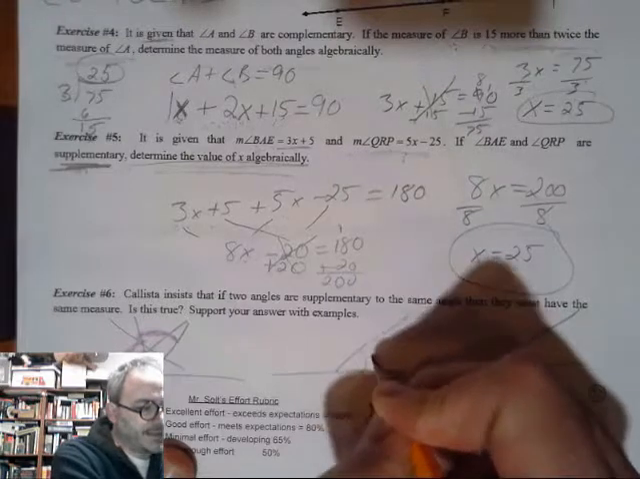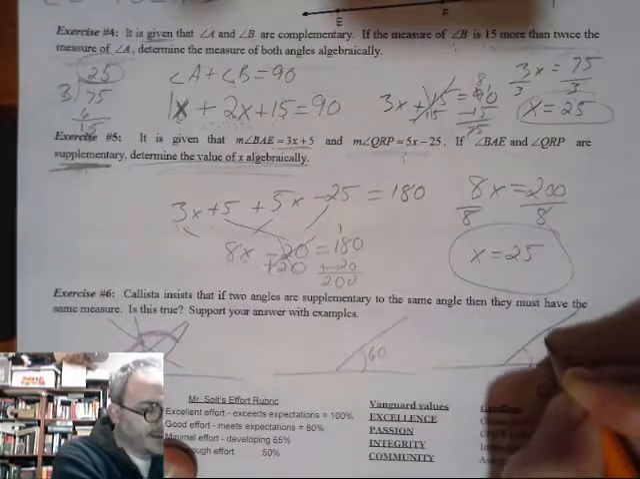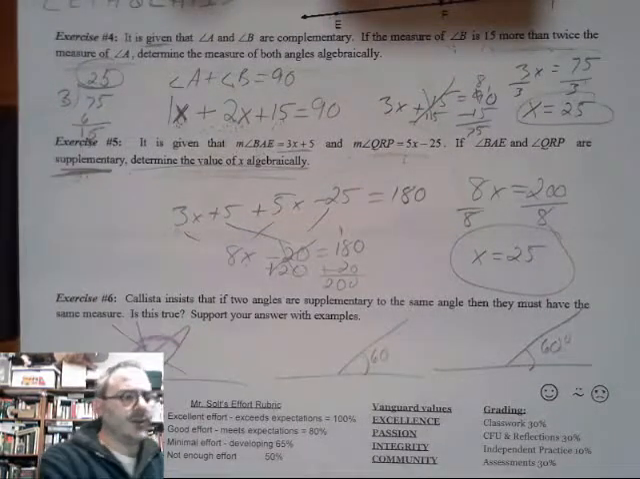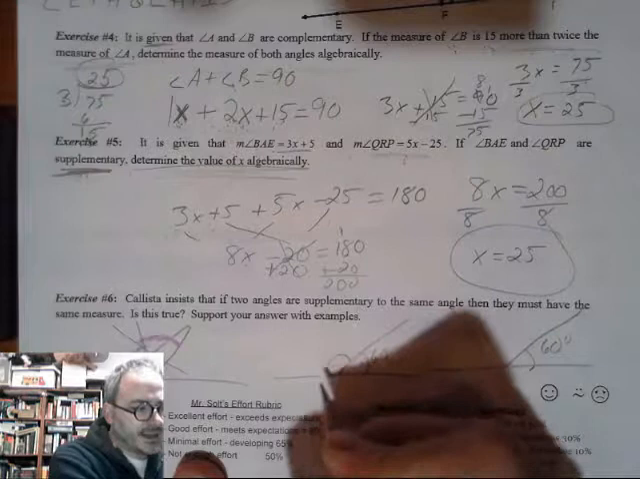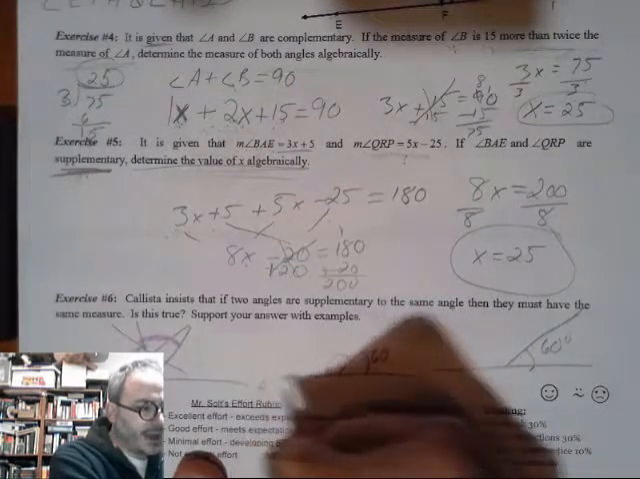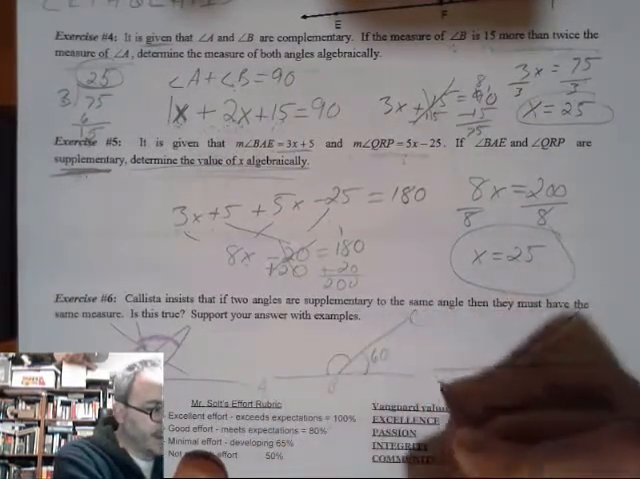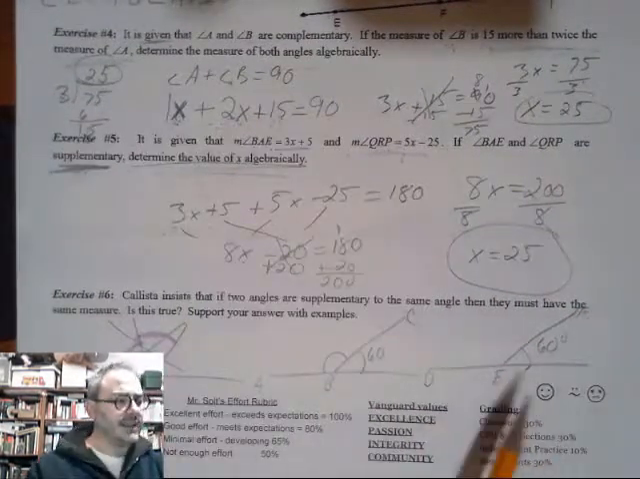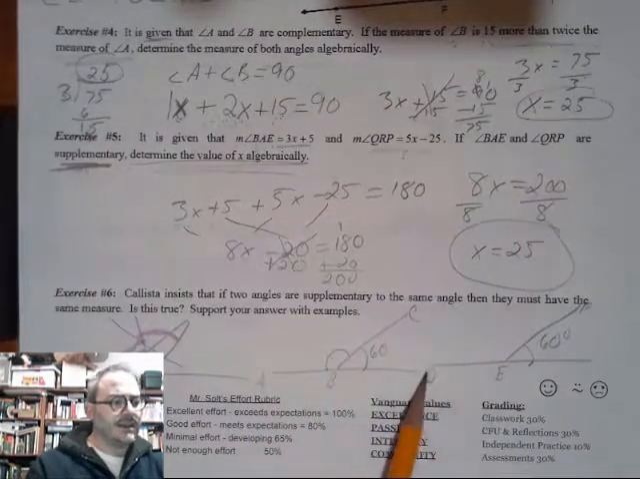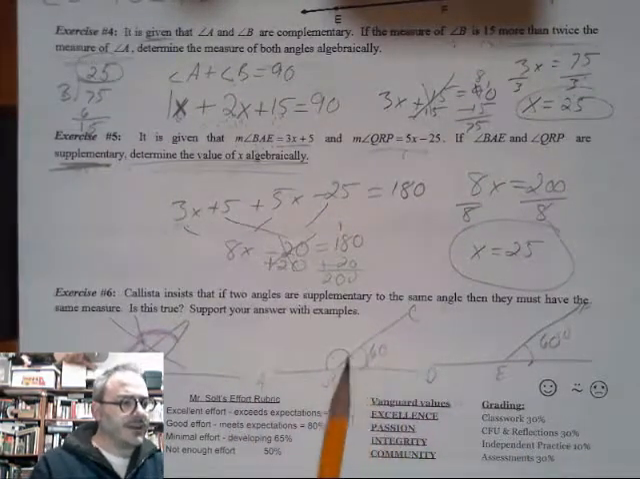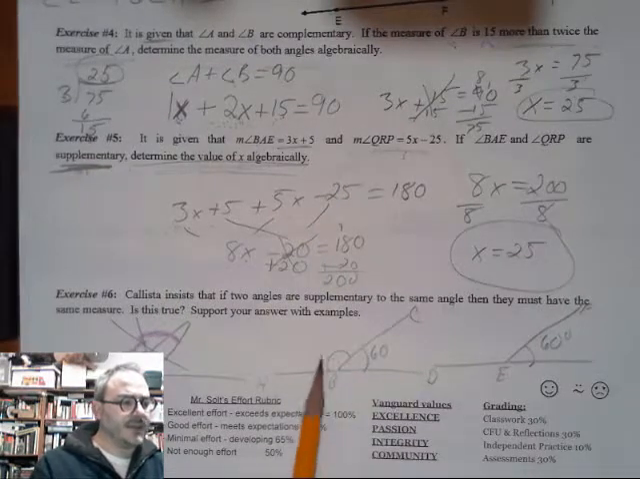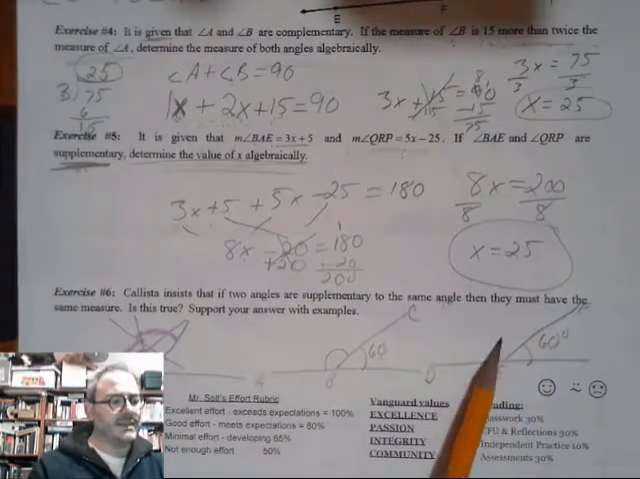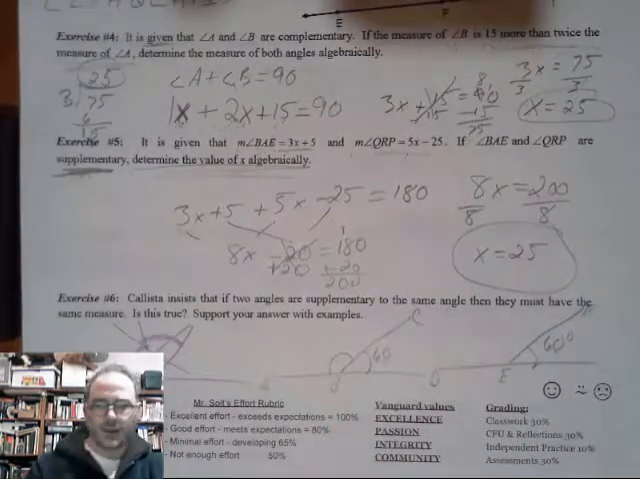Let me say that this is 60. She's saying that if two angles, if we'll call this angle A, B, C, and we'll call this D, E, F. She's saying that if this angle, ABC, is complementary to the same angle, so if this angle is complementary to 60 and this angle is complementary to 60, that this will have the same measure as that. What do you think? Pause the video, take a guess.